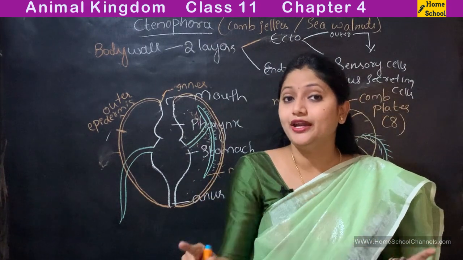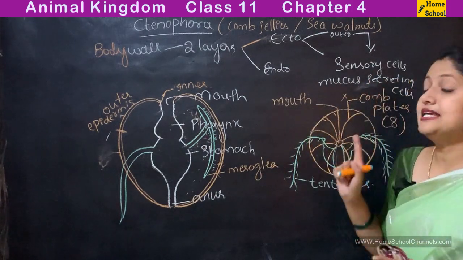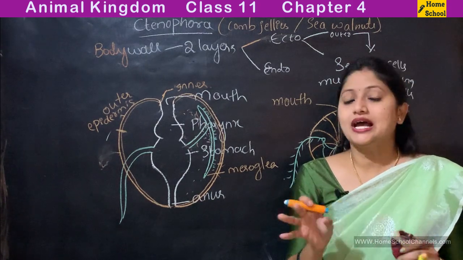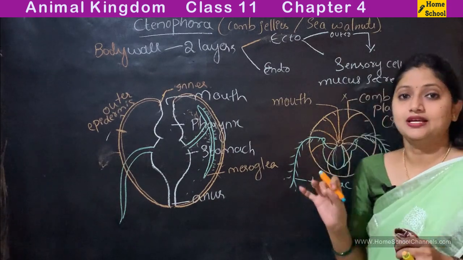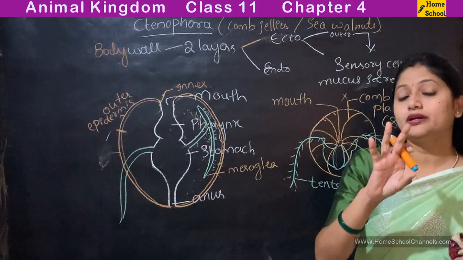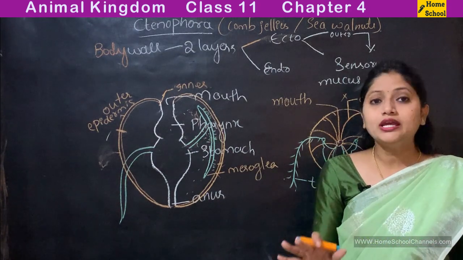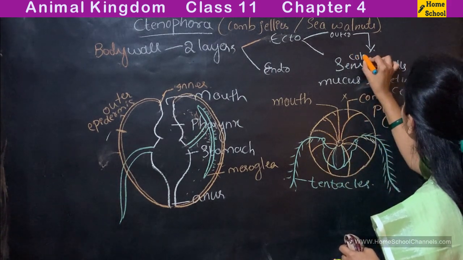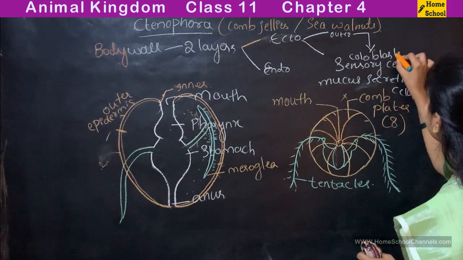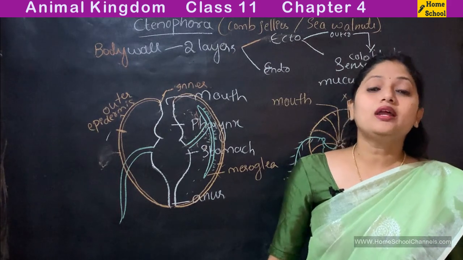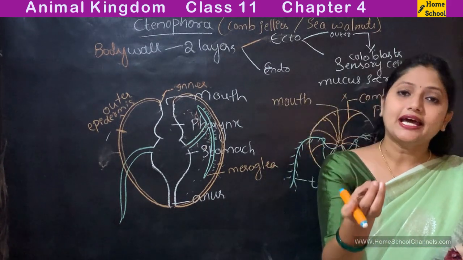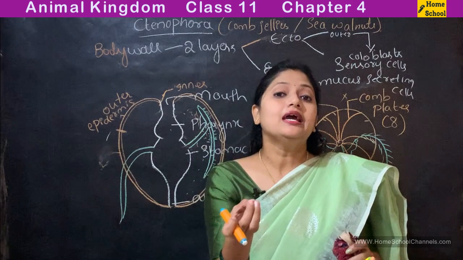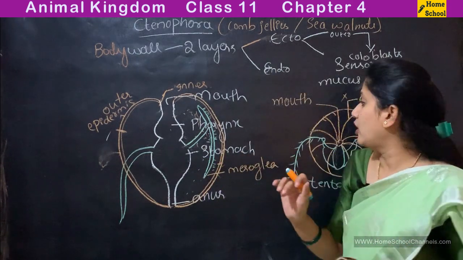Okay, we are not speaking about the endoderm. Along with the sensory cells as well as the mucus cells, there are some other very specialized cells, which are called the coloblasts, and they are only confined to a particular area. They are not present all over the body. So these are called coloblasts. So what are these coloblasts? Coloblasts are small, tiny structures which are mainly adhesive in nature, and they help in capturing food, and they are present on the tentacles.